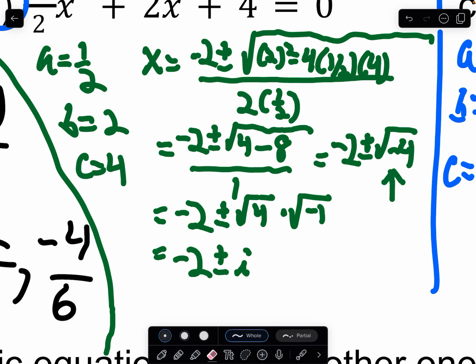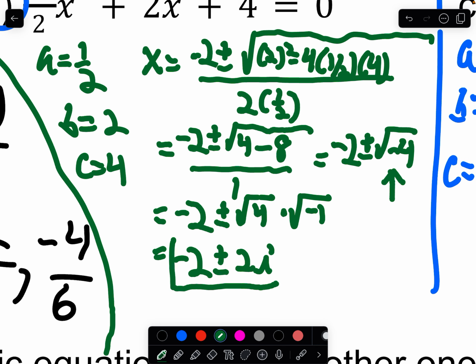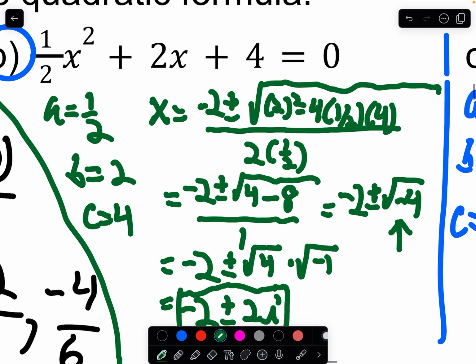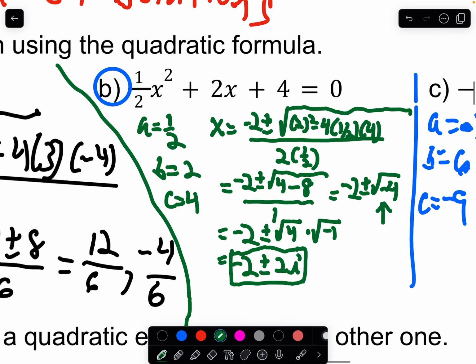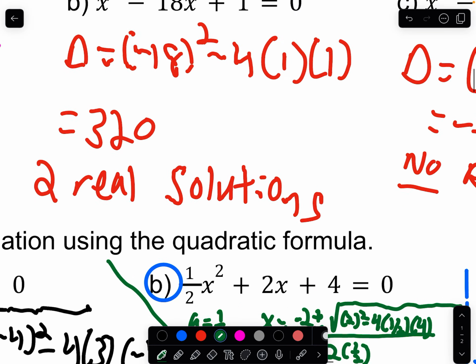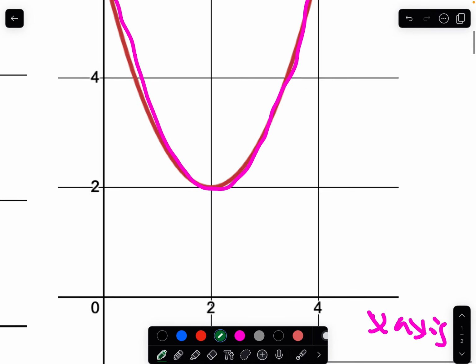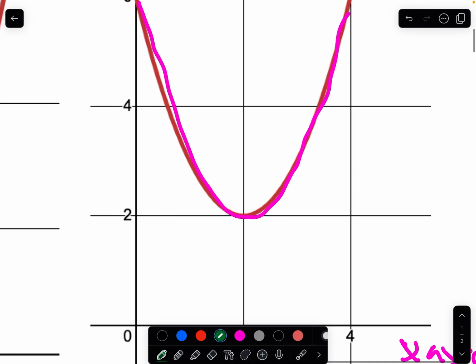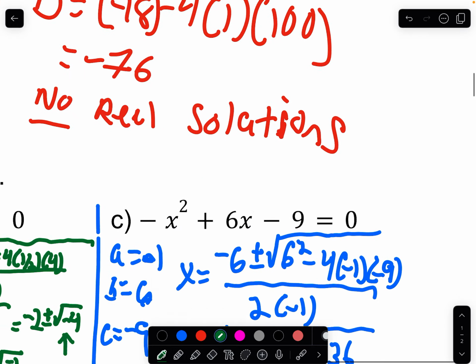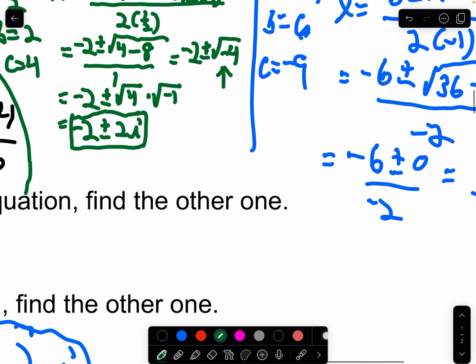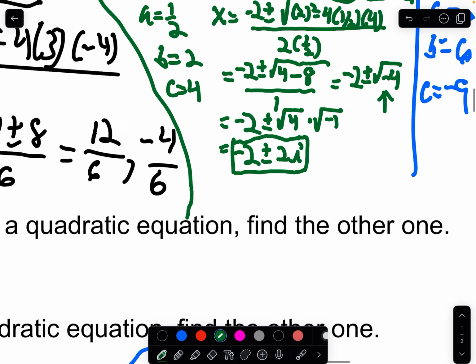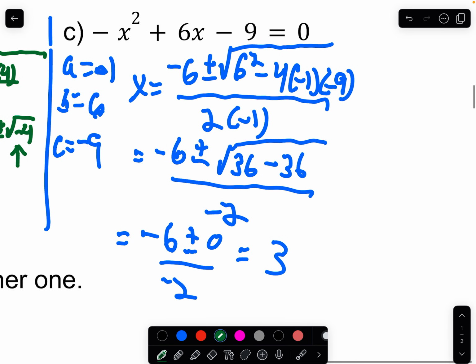Oh, and then we get this, 2i. Notice our solution is complex. It has a real part and an imaginary part. In other words, this graph will not touch the x-axis. It's like whichever one didn't touch the, what was it, C? It's like that, where the graph never touches the x-axis. All right, so that's how you can use the quadratic formula.